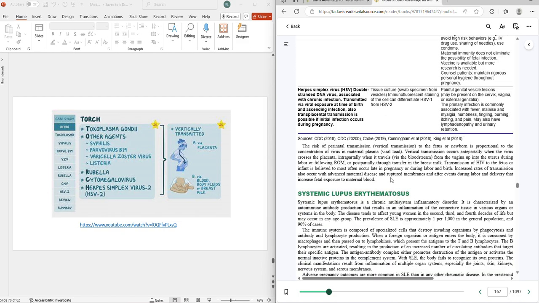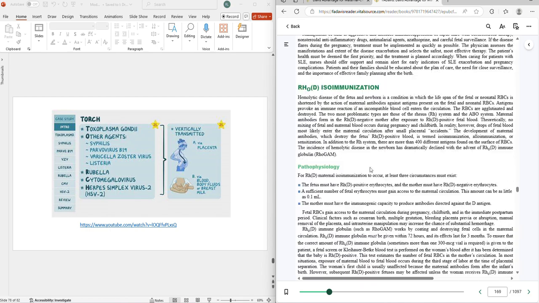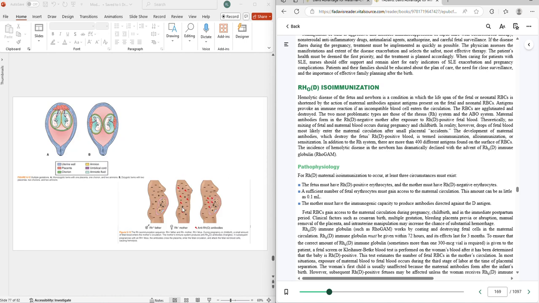And this is the TORCH. All right, 168 talks about lupus. We're not going to really talk too much about that. Just read through that. And then this Rh, okay, this is important. So if you go back right here, this picture is on page 170.